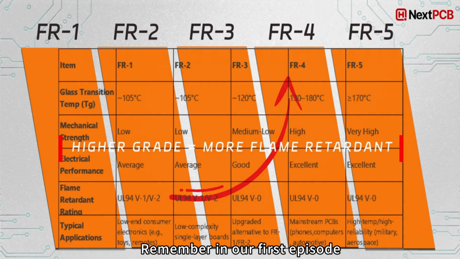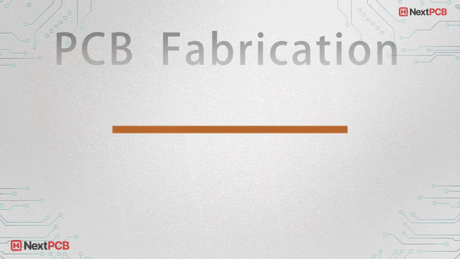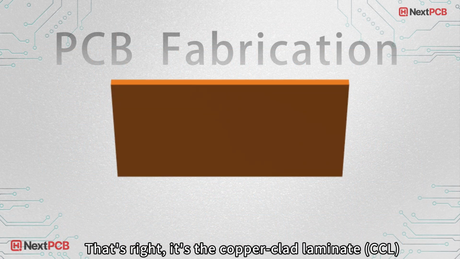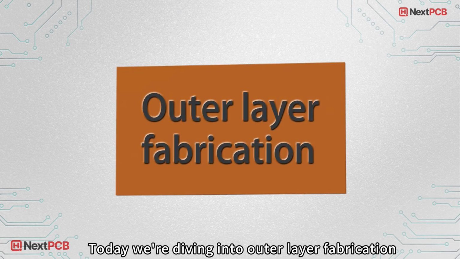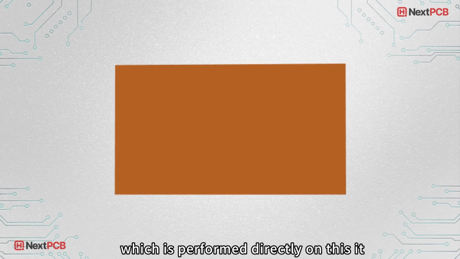Remember in our first episode when we talked about substrate selection? That's right, it's the copper-clad laminate, CCL. Today, we're diving into outer layer fabrication, which is performed directly on it.